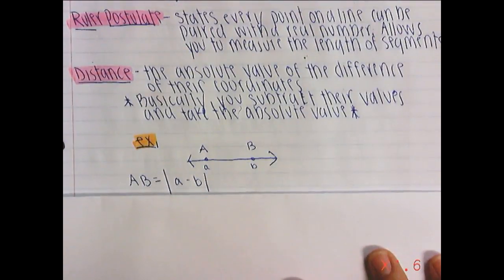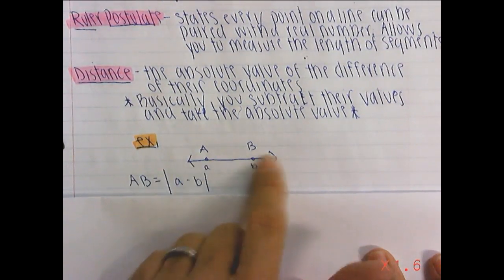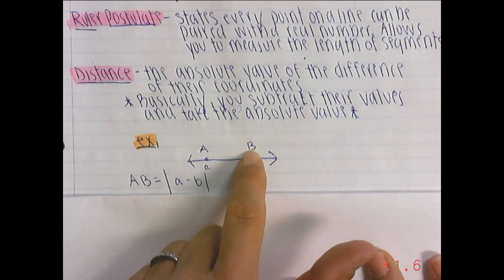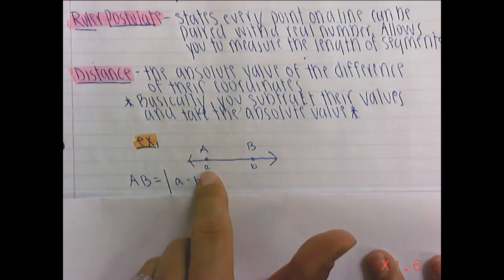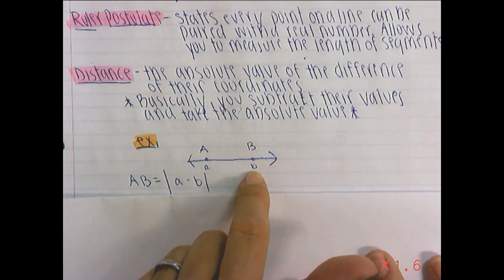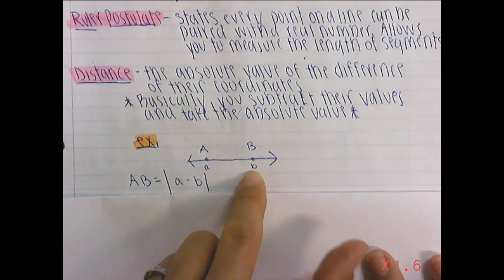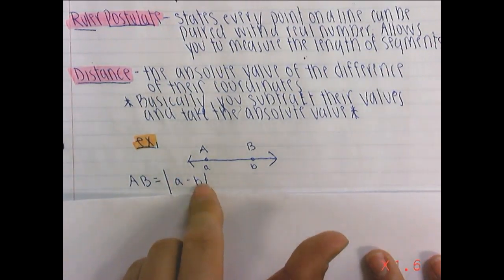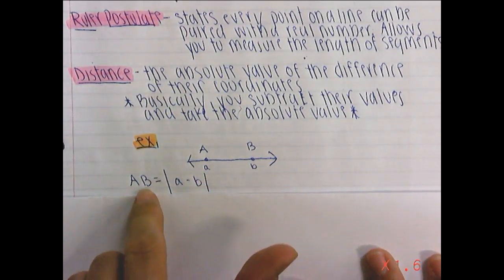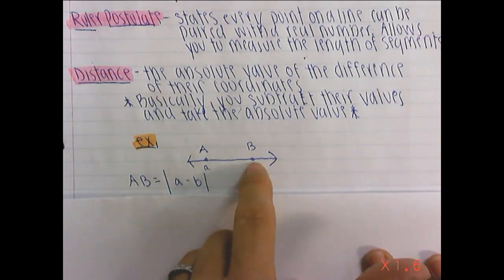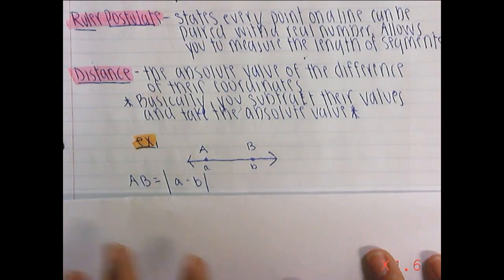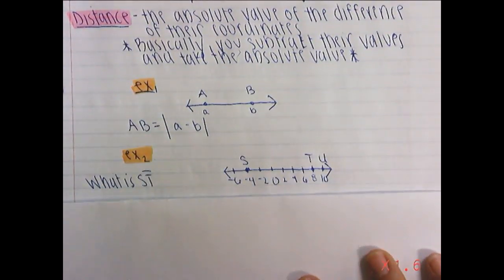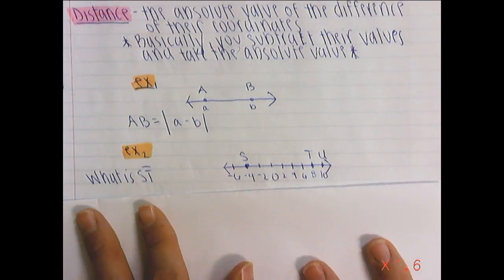Here's an example. I have this little line right here, and on it is point A and point B. All right, we're going to say that this is a coordinate, this lowercase a, and this is a coordinate, this lowercase b. Well, I can subtract these two from each other and take their absolute value, and that will give me the distance from A to B. Sounds good and all, but maybe we should actually do it with real numbers, right? That brings us to example number 2.